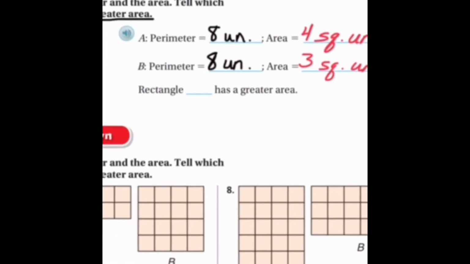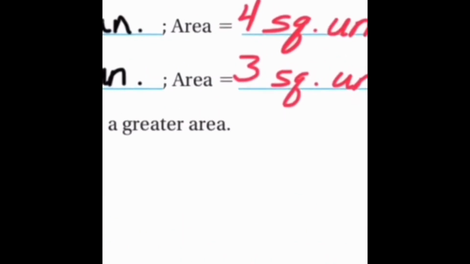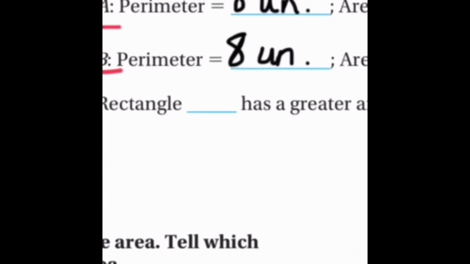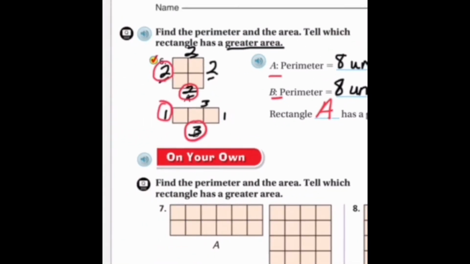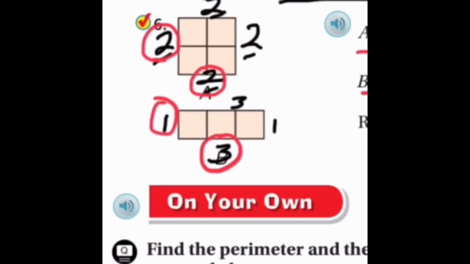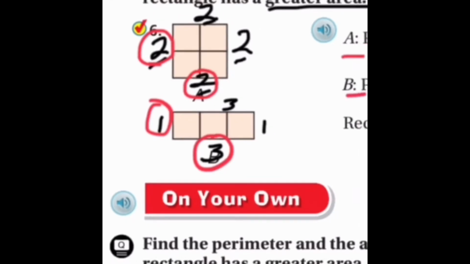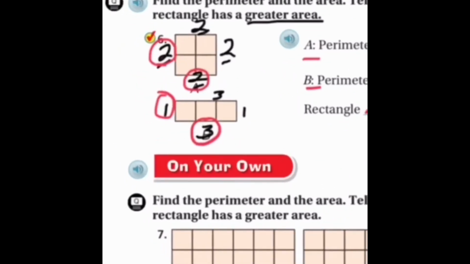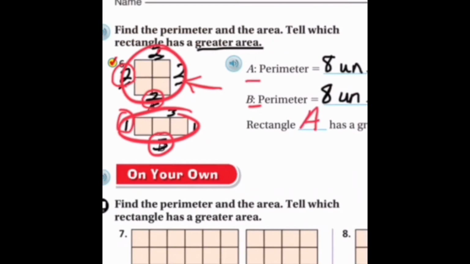Rectangle blank has a greater area. Rectangle A had an area of 4. Rectangle B has an area of 3. The one that's greater is rectangle A. And we can know that just by looking at it as well. Rectangle A is a square. It's going to have a bigger area. They have the same perimeter. Did I say area originally? Let me stop. These two have the same perimeter, but because this one is a square, it has a bigger area. That makes more sense.